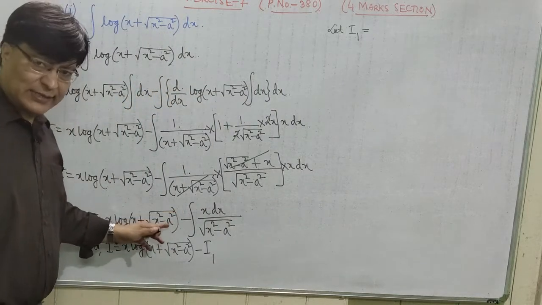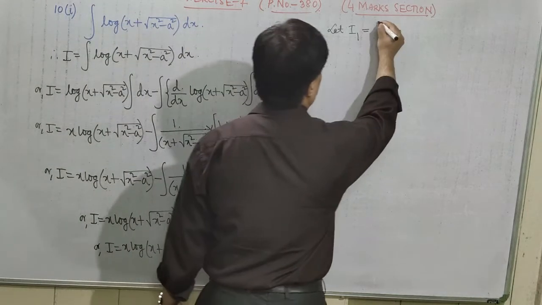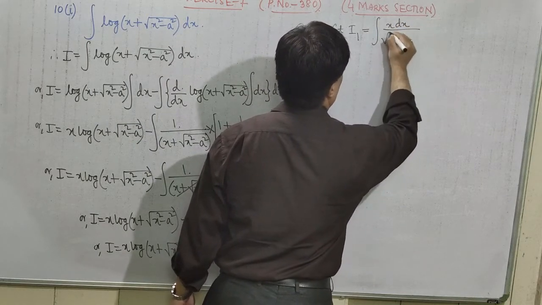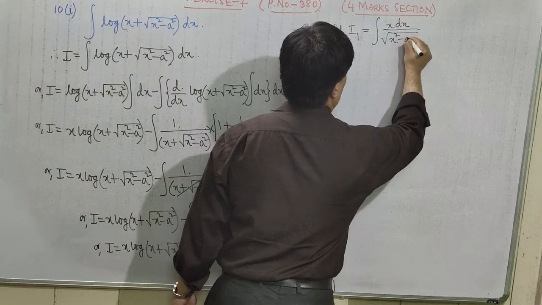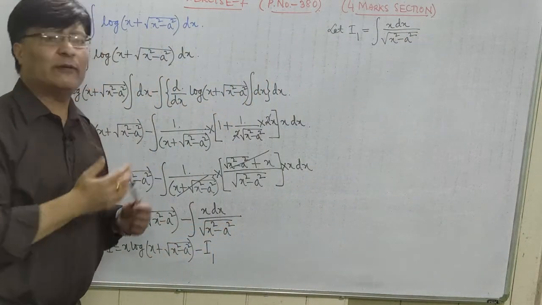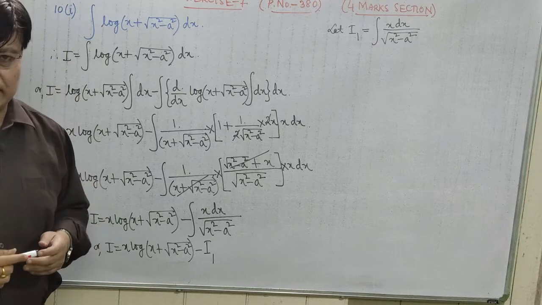What is I1 in this case? Integration of x dx divided by root over x square minus a square. So let us evaluate this integration. How can you evaluate it?